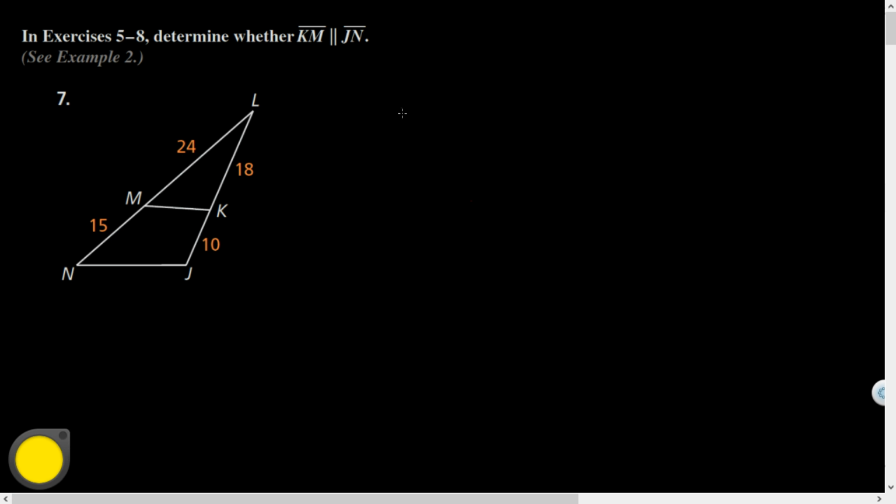So I'm going to say 24 is to 15, is that proportional to 18 is to 10? Let's see, 24 and 15 are both divisible by 3. 3 goes into 24 8 times and into 15 5 times. And 18 and 10 are both divisible by 2, and that's 9/5. That is not true, therefore they are not parallel.